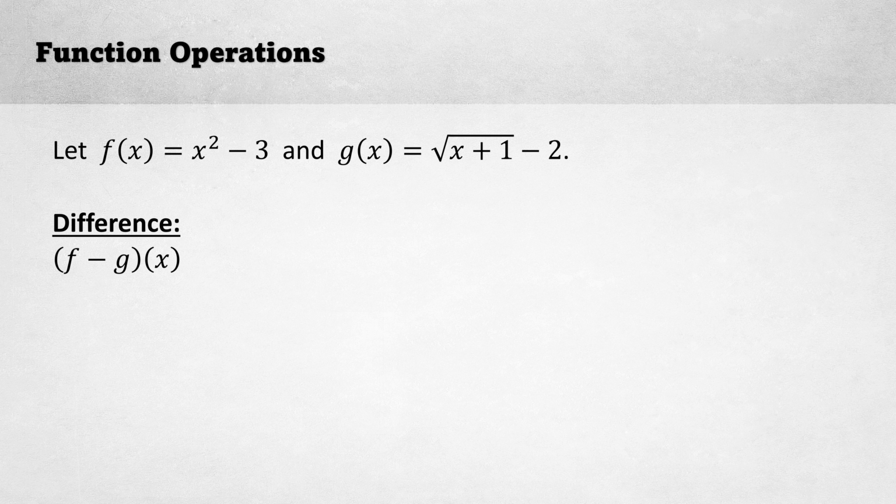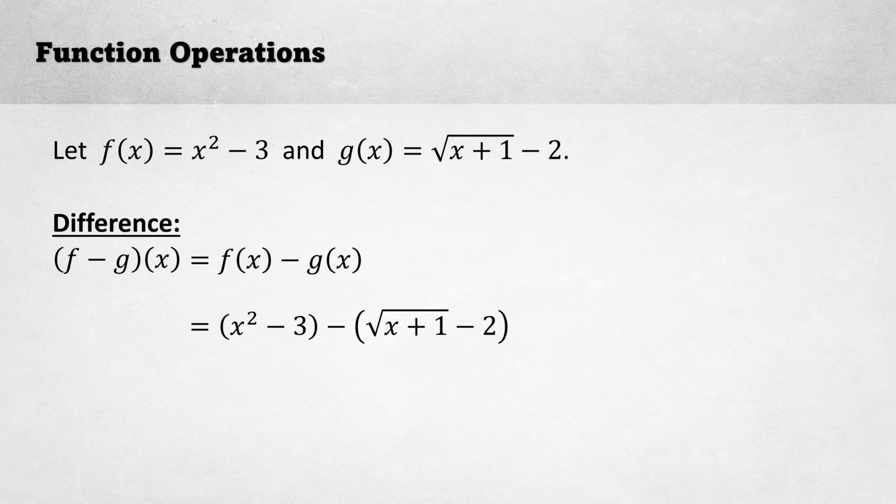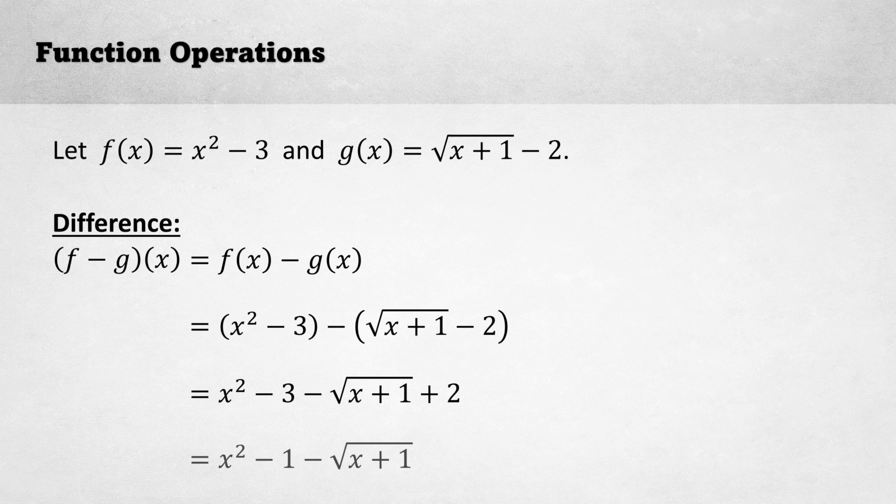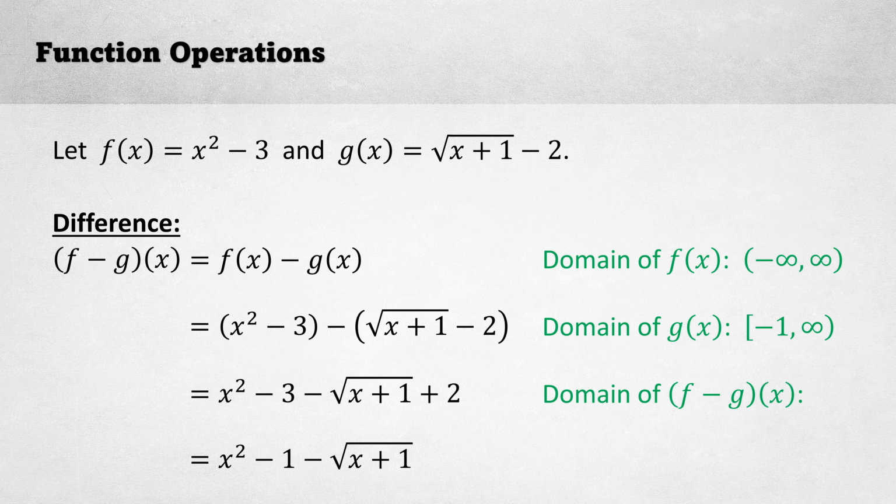The difference of f and g is similar to the sum, where we simply subtract g of x from f of x. We put the two functions together to perform the subtraction. We first distribute the negative into g of x, and then combine the like terms. We already know the domain of f of x and g of x. And since the difference involves both functions, its domain must satisfy both functions. Thus, it is negative 1 to infinity, including negative 1.